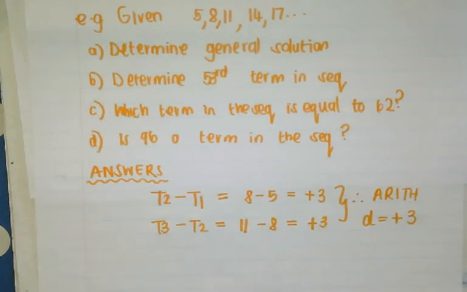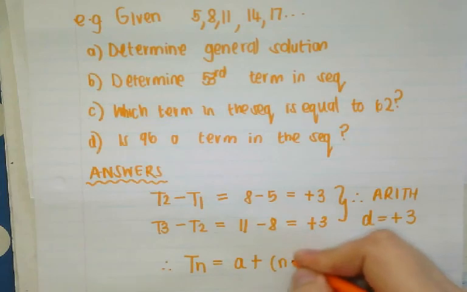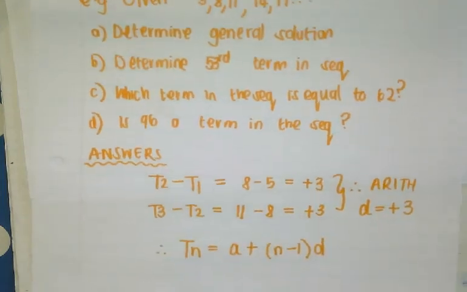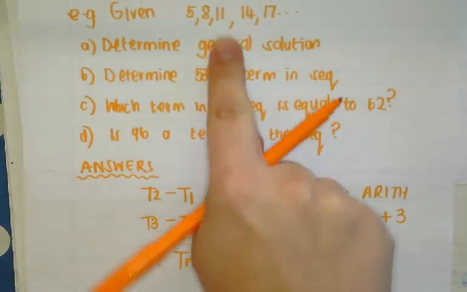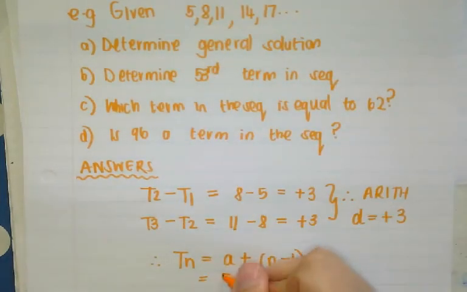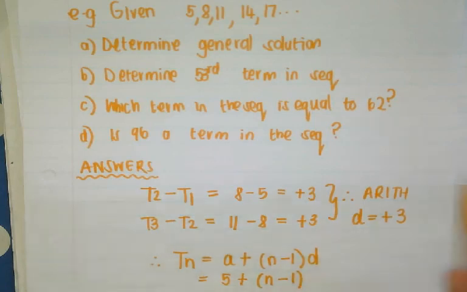Since it is arithmetic, I immediately write down what the arithmetic standard formula is. And now I substitute the stuff that I know. a is my first value, which was 5. My general term, I don't have a specific position, so n stays in. And d is what I calculated, it is times 3.